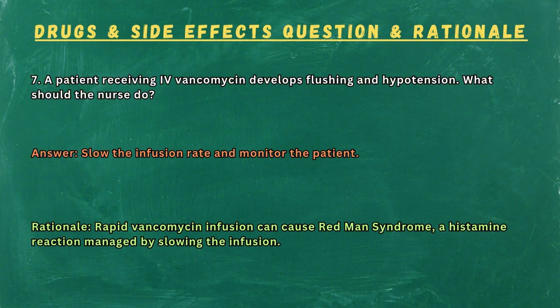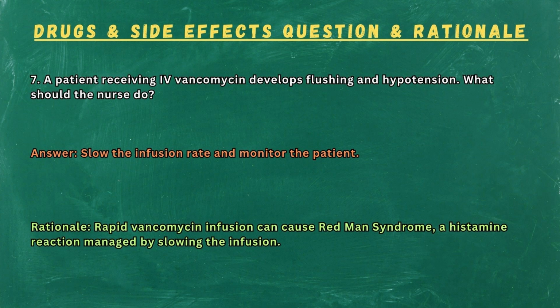7. A patient receiving IV vancomycin develops flushing and hypotension. What should the nurse do? Answer. Slow the infusion rate and monitor the patient. Rationale. Rapid vancomycin infusion can cause red man syndrome, a histamine reaction managed by slowing the infusion.